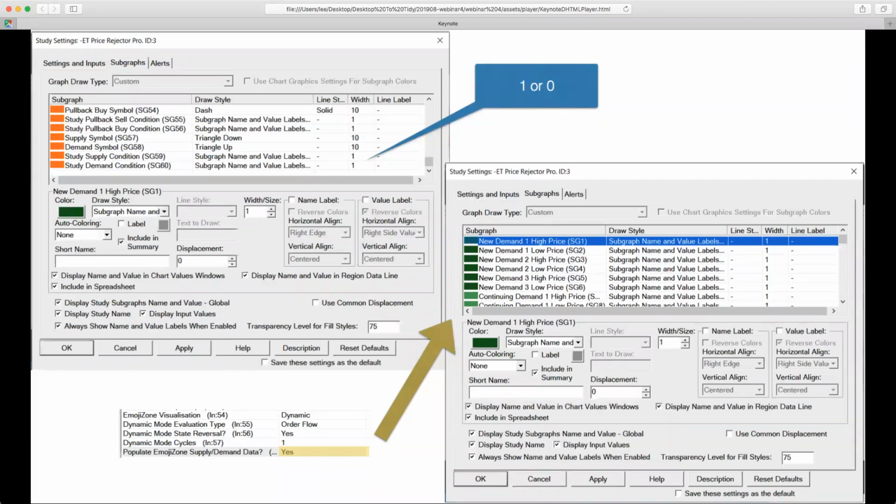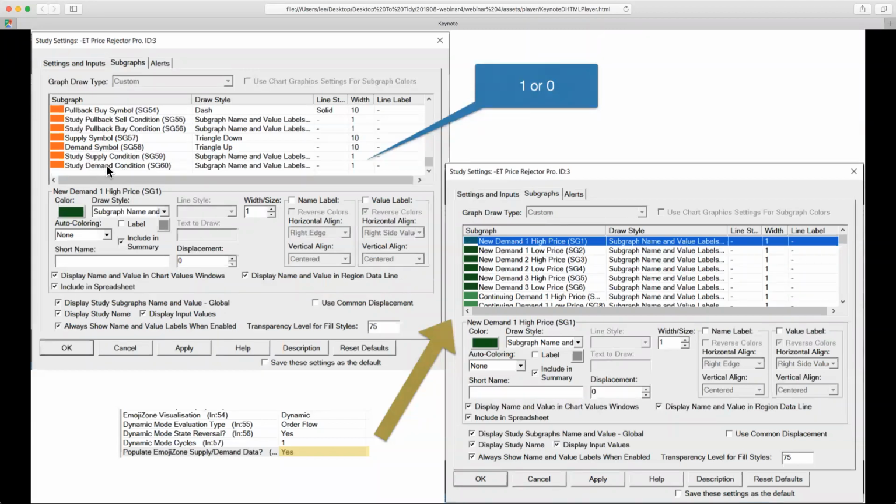So what we have done within version 3 of the order flow suite is make it very easy to access the underlying data of the emoji zone price levels and also the state in which these price levels exist, whether it's new demand, continuing demand, exhausted demand, etc. So we'll spend the rest of today's webinar explaining these concepts and going through some examples using Fiera Chart.